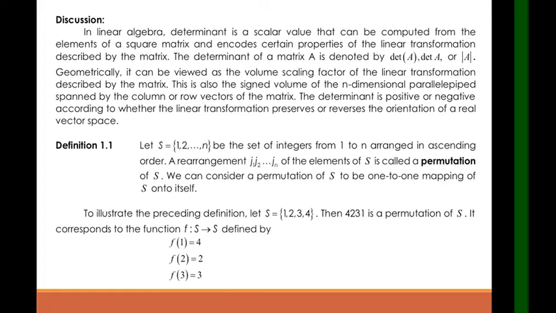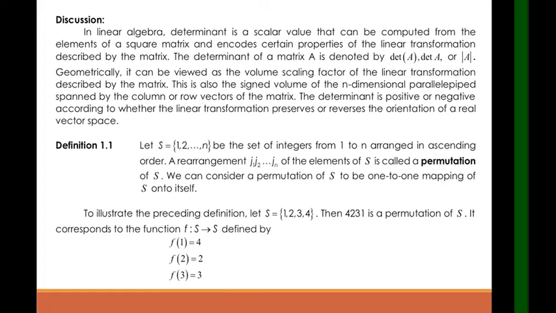So let S = {1, 2, ..., n} be the set of integers from 1 to n arranged in ascending order. A rearrangement j1, j2, and so on up to jn of the elements of S is called a permutation of S. We can consider a permutation of S to be a one-to-one mapping of S into itself. To illustrate the preceding definition, let S = {1, 2, 3, 4}. Then a permutation could be 4, 2, 3, 1.